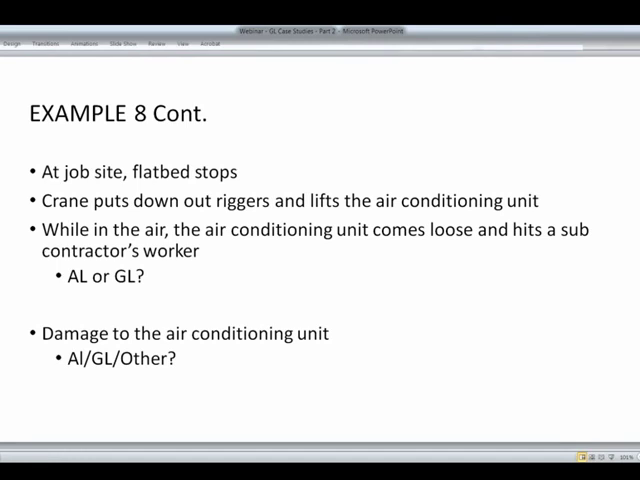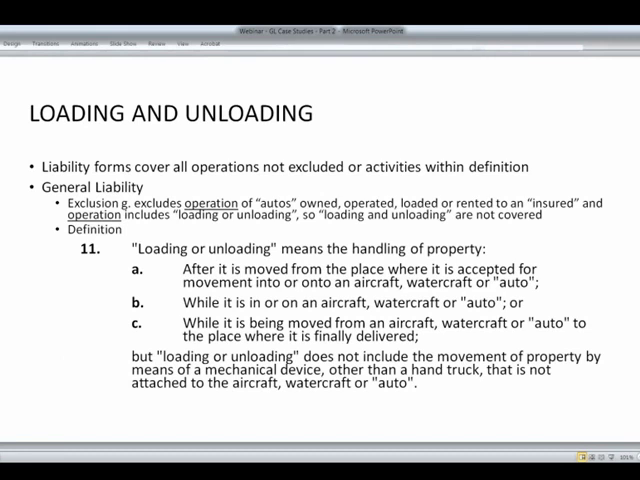So we have two questions here. The damage done by the dropping of the air conditioning unit from the crane, and second, the damage done to the item being lifted. Let's look at the definition of loading and unloading.